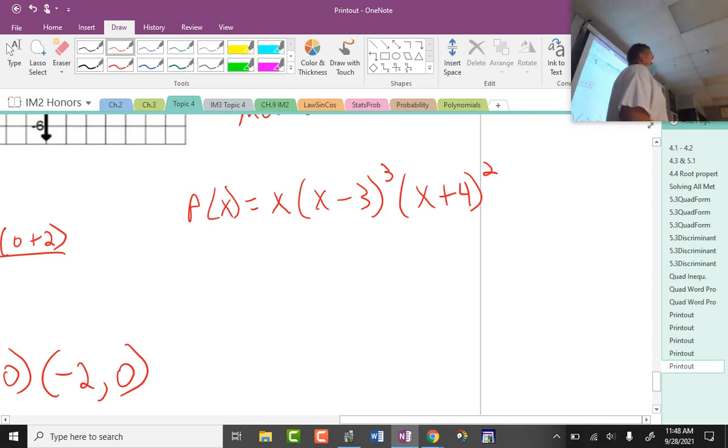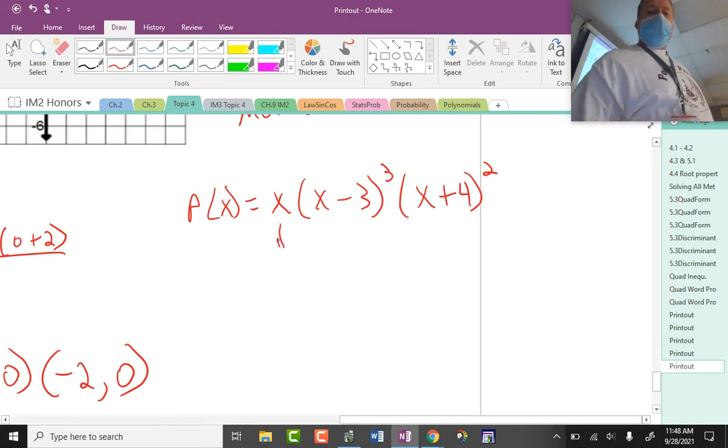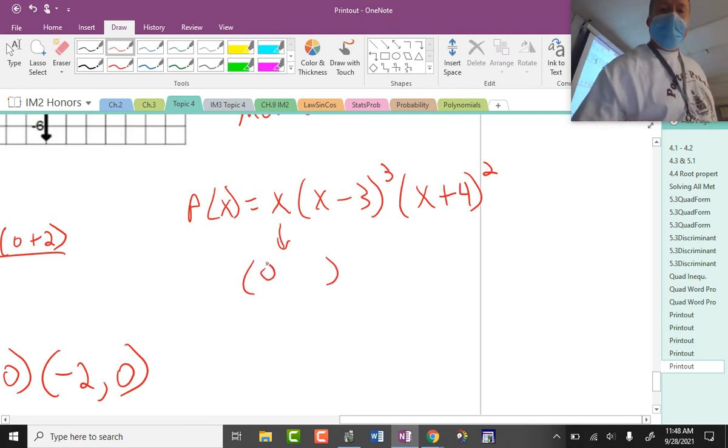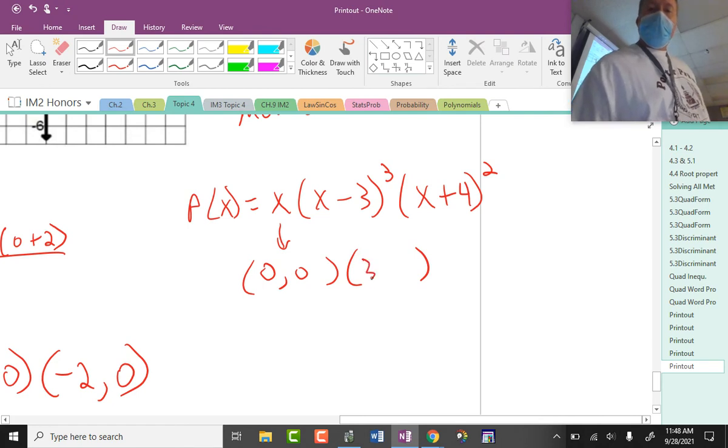So ultimately, this is what I want you to do if you don't have it nicely sectioned out. First thing is find the x-intercepts. What's the x-intercept for this? Don't screw that up. What do we end up getting for that? I see those two talking in the back again. Nice. What's the next? 0, 3, 2, 1, go. And then the last one.